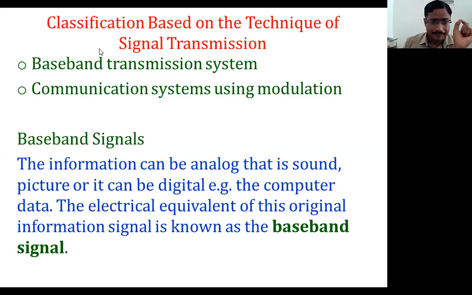So clear, baseband signal, the electrical equivalent of the original information signal, is called a baseband signal. And the communication system which is based on this baseband signal is called a baseband communication system. Electrical signal as it is, the signal is electrical only, that is called a baseband communication system. The second category is the communication system using modulation.